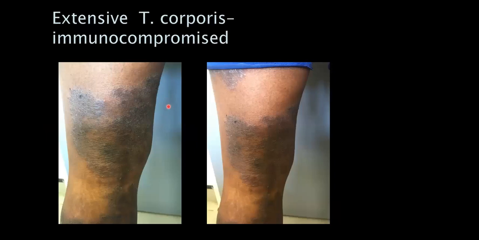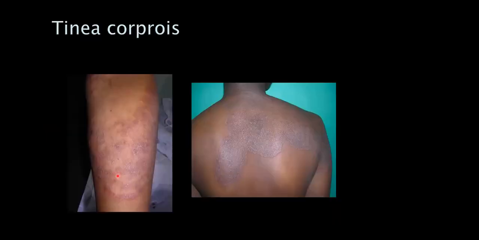In immunocompromised patients, the configuration or the classic appearance tends to be distorted. We've got this large, bizarre lesion. They're definitely not annular. There's hyperpigmentation and scaling at the center. But again, the clue is that there's a well-demarcated border. So the border is where you will find your clue to making that diagnosis of tinea corporis.